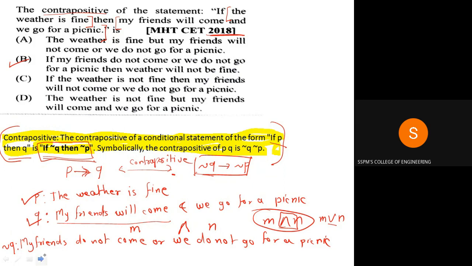Okay, so now we will also find negation of P. What is negation of P? What is P? The weather is fine. So the negation of P is: the weather is not fine, or will not be fine. It's the same. So which one is the correct option here? D is the correct option. You should remember this: P implies Q. The contrapositive of P implies Q is negation of Q implies negation of P. By using that, you can solve this kind of question.